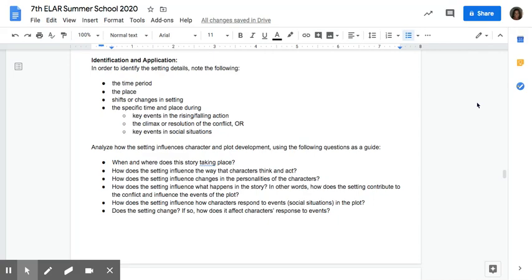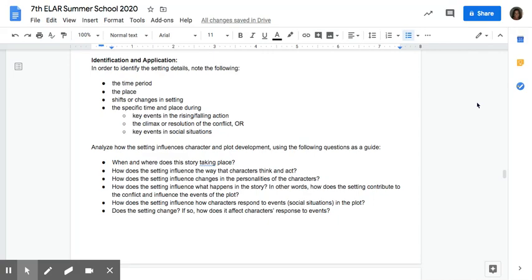So, number 1, when and where does the story take place? How does the setting influence the way the characters think and act? How does the setting influence changes in the personalities of the characters? So, does the setting influence how they are acting? Think about sometimes your friends. Do your friends act differently when there are other people around than when it's just the two of you?